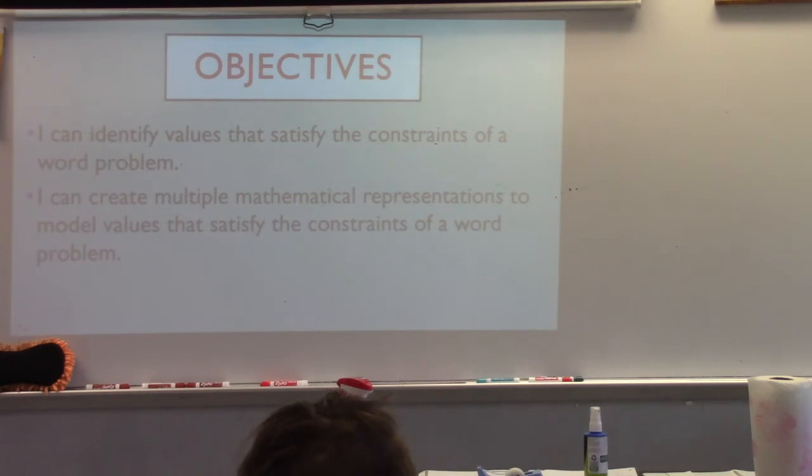Alright, RJ, can you read our first objective for us today? Identify values that satisfy the constraints of a word. So when we talk about constraints, we're talking about things that have maybe equations or inequalities, things that are represented or modeled with algebraic representations, right? Notice how many constraints are we looking at? If it says constraints, you may not know the exact number, but multiple. It's multiple at least, right?